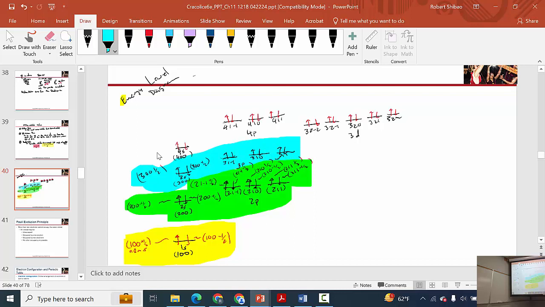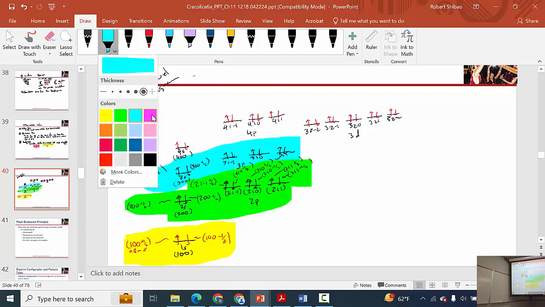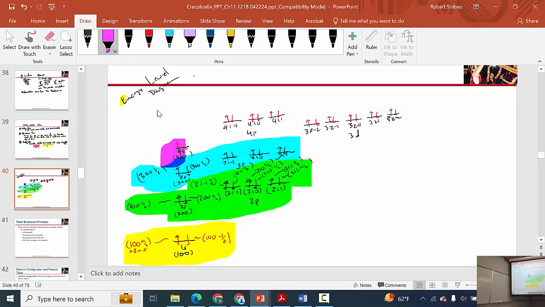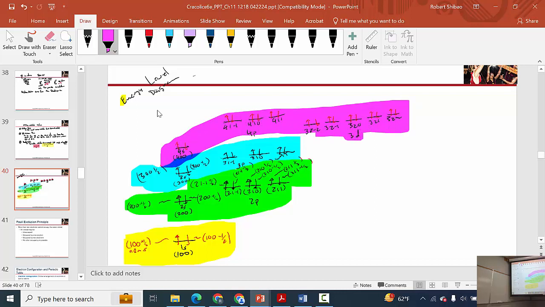Now, oddly enough, the 3d orbitals are not in the third shell. The 3d orbitals are actually in the fourth shell. But the fourth shell does not have the 4d orbitals. The 4d orbitals are actually in the fifth shell. And there are also 4f orbitals, but the 4f orbitals are actually in the sixth shell.